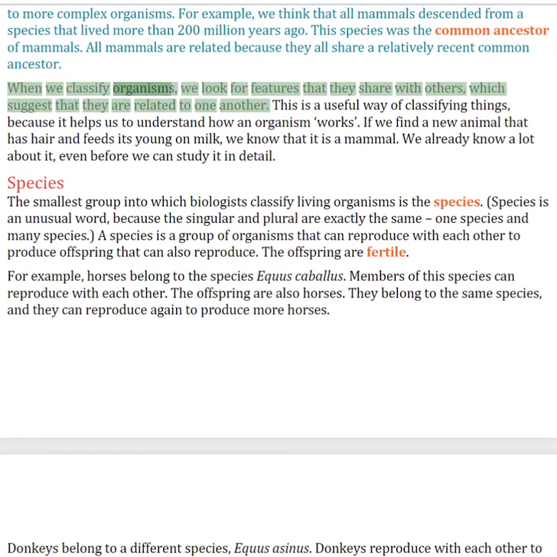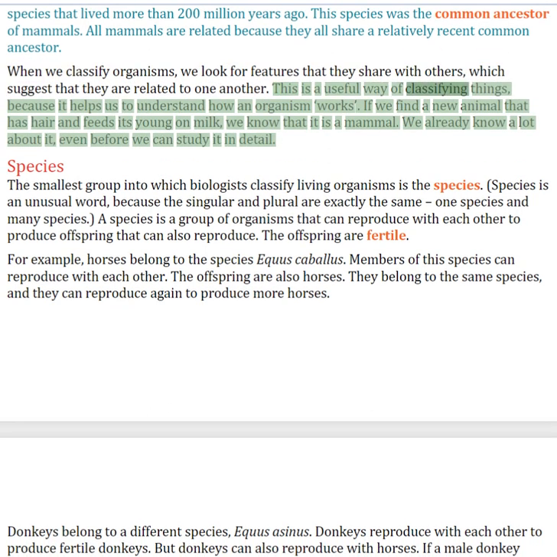When we classify organisms, we look for features that they share with others, which suggest that they are related to one another. This is a useful way of classifying things, because it helps us to understand how an organism works. If we find a new animal that has hair and feeds its young on milk, we know that it is a mammal. We already know a lot about it, even before we can study it in detail.